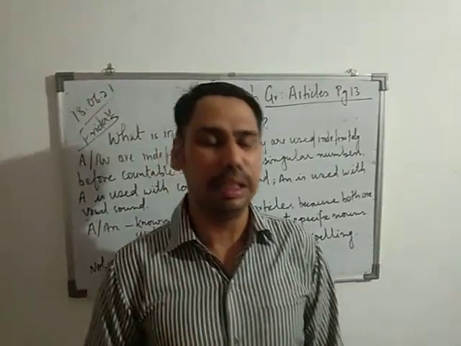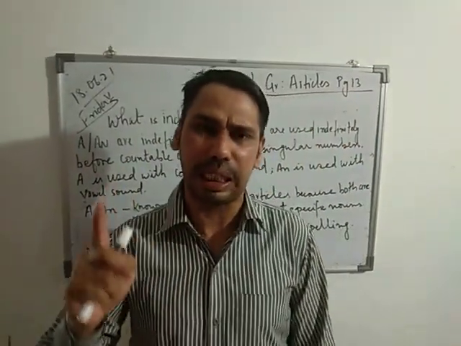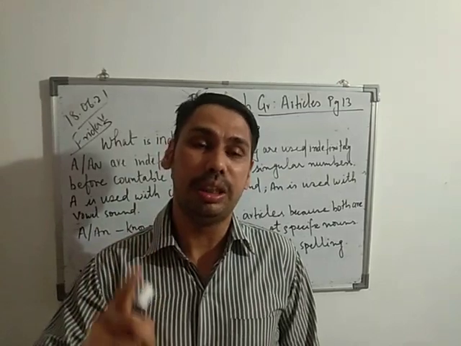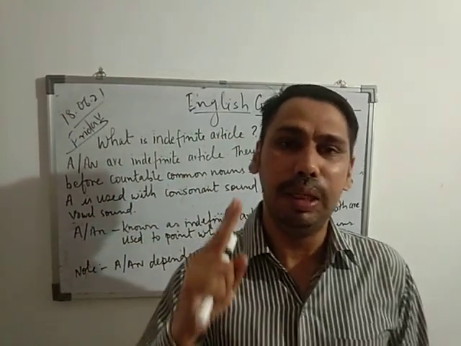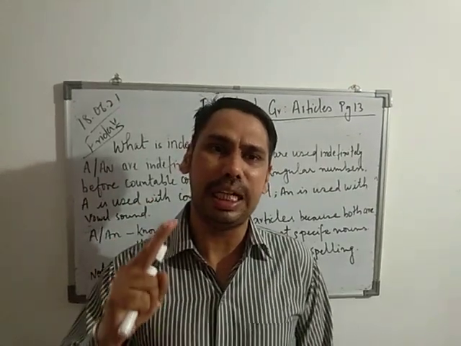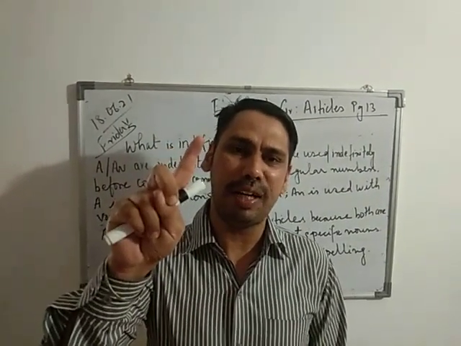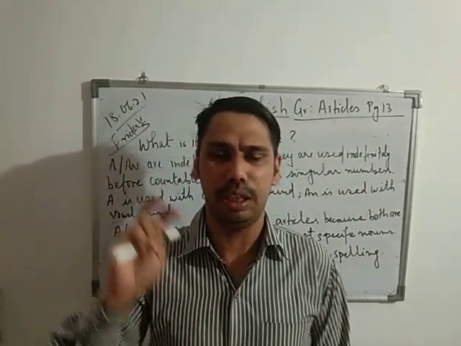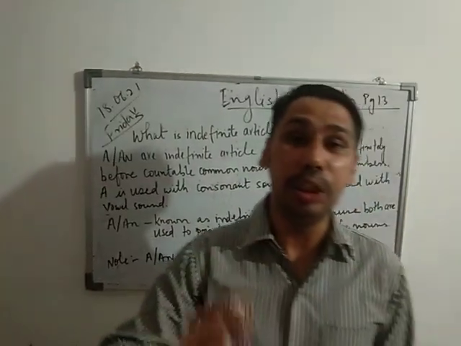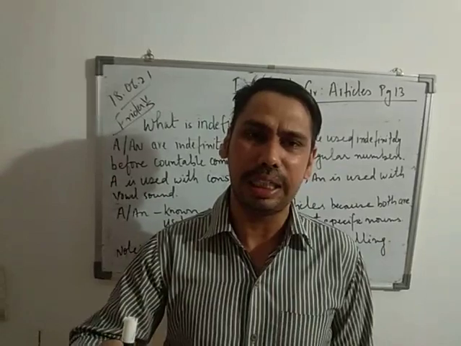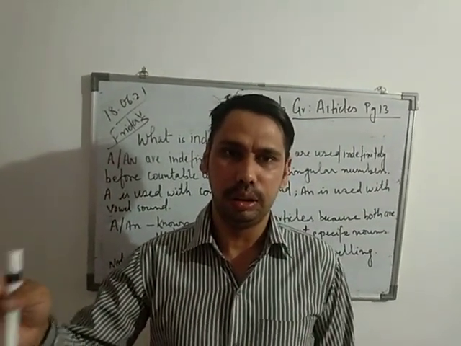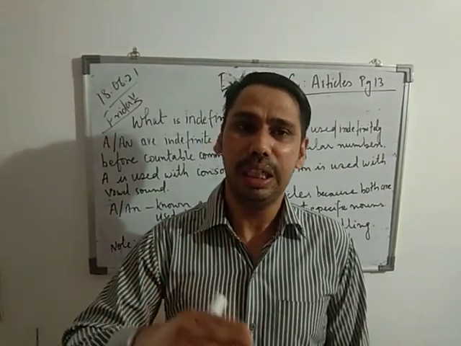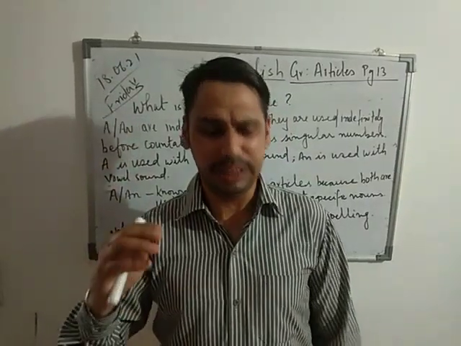First, we will learn to use the grammar correctly. Second, we will learn that articles are divided into two groups: one is indefinite, another is definite. Indefinite: a and an. Definite: the. Third, we learn to place these articles in the correct order. Next, we learn to distinguish between the indefinite and the definite articles. These are my learning objectives.